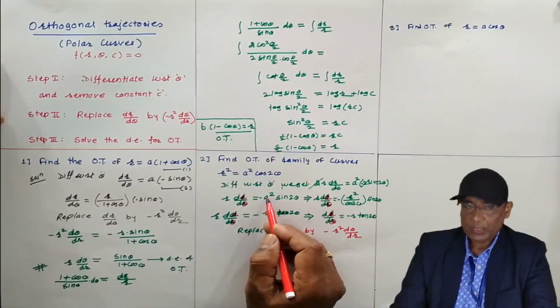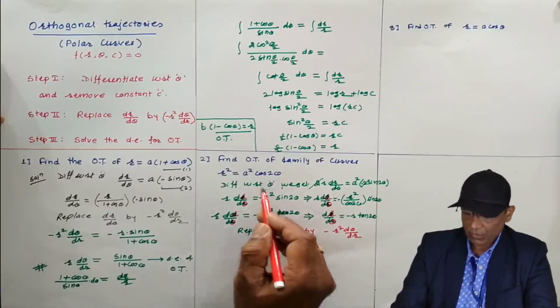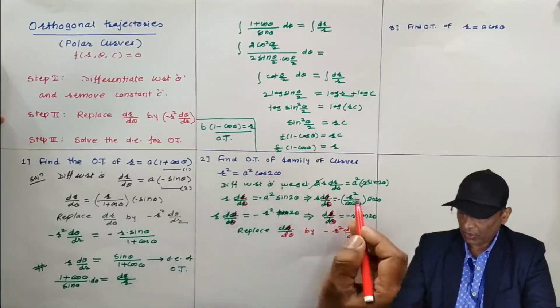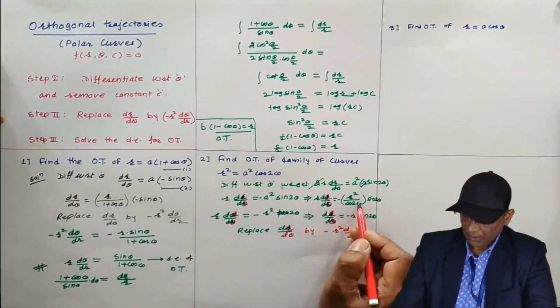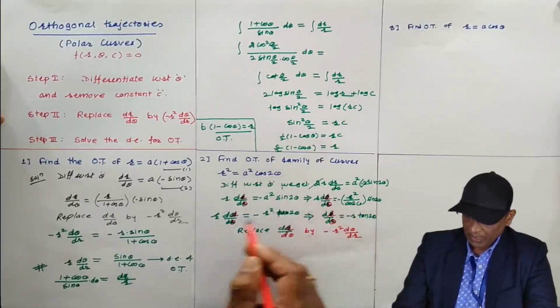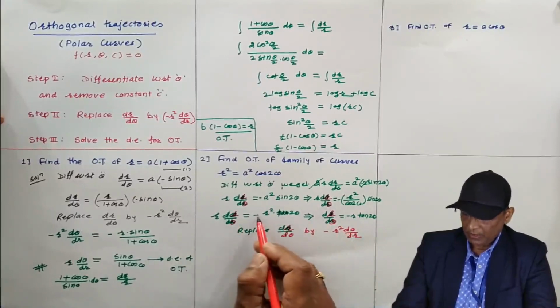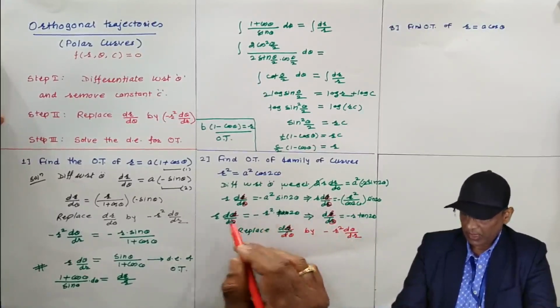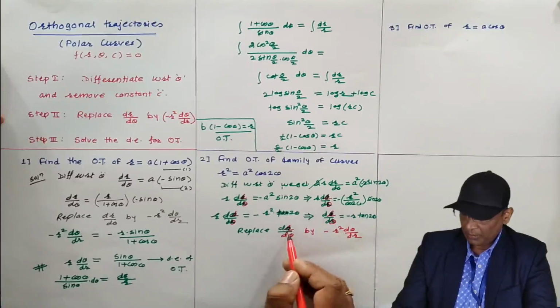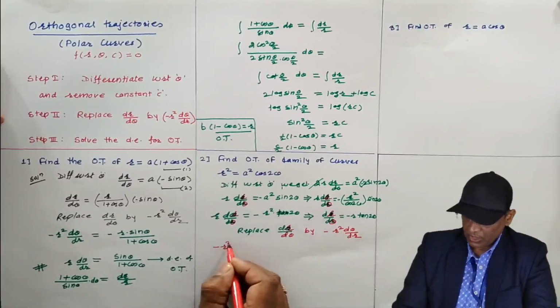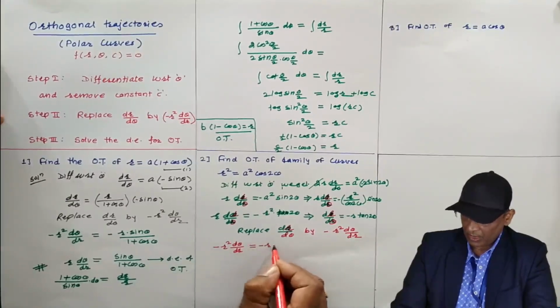Then find the value of a square from here. A square is what? r square by cos 2 theta. Put it here. A square equals r square by cos 2 theta. Then the same thing I have written here. See, sin by cos is what? Tan only. Then dr by d theta is minus r tan 2 theta because one r gets cancelled. Now replace dr by d theta by minus r square d theta by dr. So what I am going to do, minus r square d theta by dr equals minus r tan 2 theta.